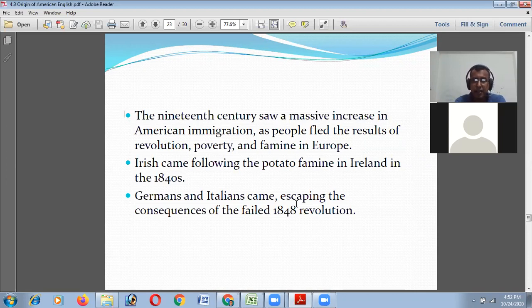Irish came following the potato famine in Ireland in the 1840s. The people of Ireland also went there. Germans and Italians came, escaping the consequences of the failed 1848 revolution. So the Germans and Italians also tried to get a revolution, but they failed. And those who were defeated in the revolution left Europe and went to America. So in such a way, from all parts of Europe, people went to America, and the number of immigrants increased highly on the American continent.